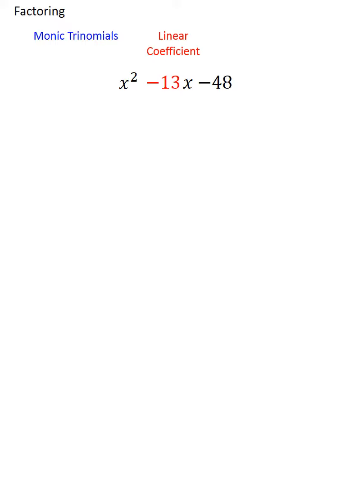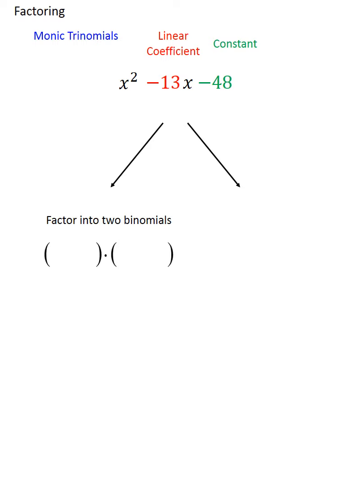The coefficient of the linear term is cleverly called the linear coefficient, and this is called the constant coefficient. I'll just call it the constant. And these two numbers turn out to be the key to factoring a monic trinomial, as we'll see. Now, in general, there are 2 outcomes that can happen when factoring such a monic trinomial. One, it factors into 2 binomials. Or 2, it doesn't factor at all, in which case we call it prime.